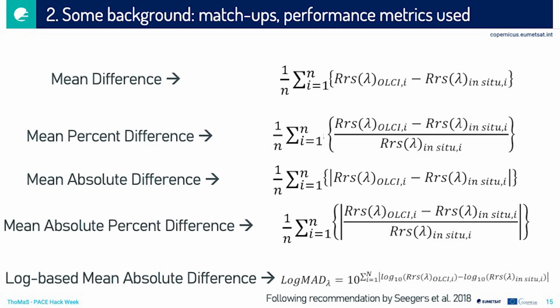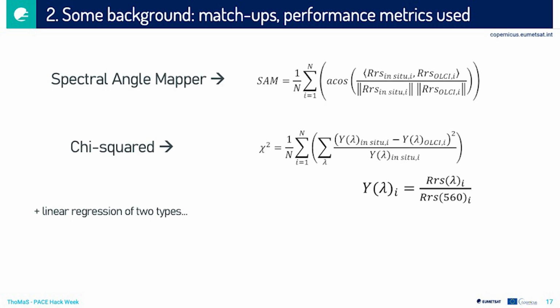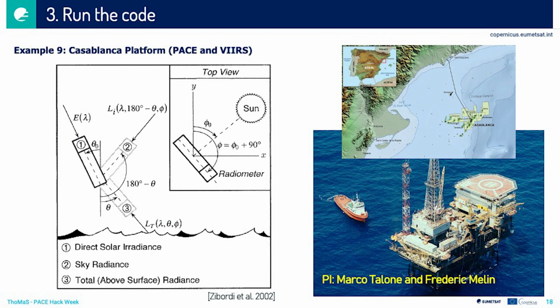Then we have the median equivalent of this, which some people prefer because it is more robust in the presence of outliers. And some spectral statistics, such as the spectral angle mapper. This is a unique number for the whole set, because it takes all the bands and measures the angle between the two sets, the in situ and the satellite, and a chi-square. And there are linear regressions of two types, least squares and Theil-Sen, which is more robust in the presence of outliers. I will show this very fast.